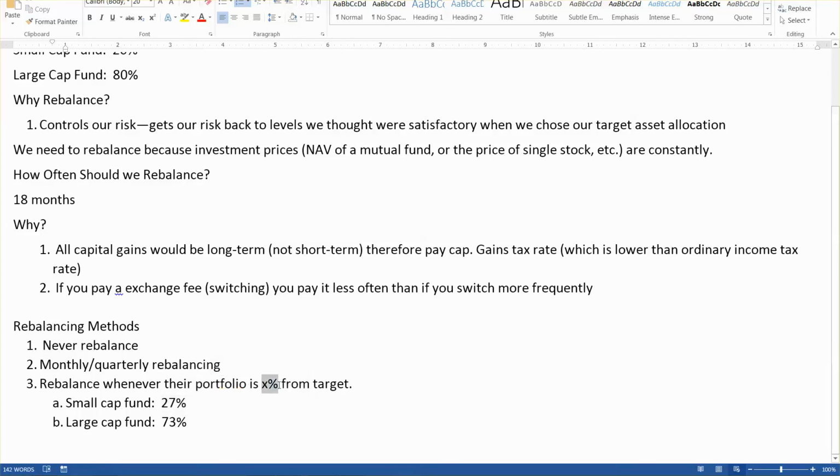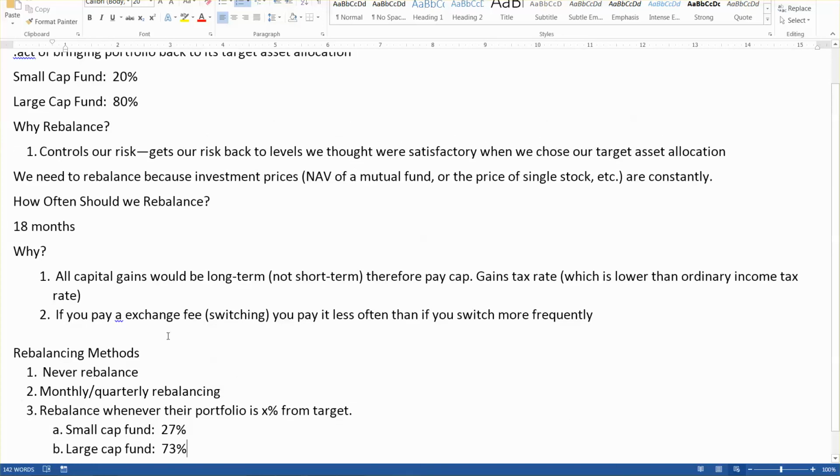Or I might set this to be 10% from my target. To me, that seems a little high, but you might be comfortable with that much variability from your target allocation. So that's another way that you can do it. And that is all there is for chapter 17.